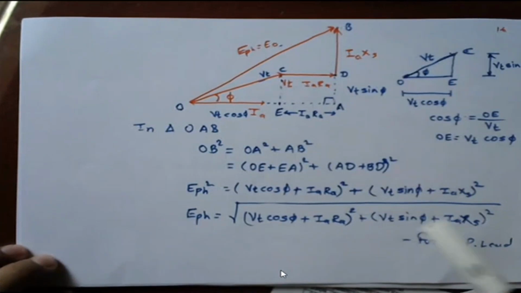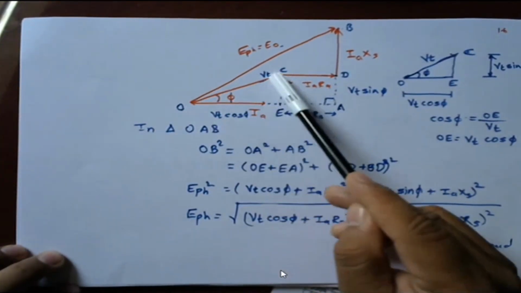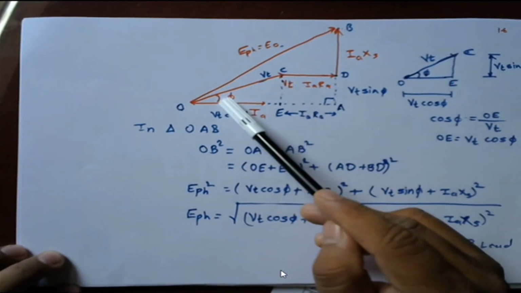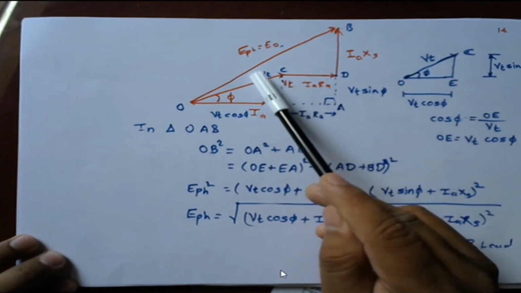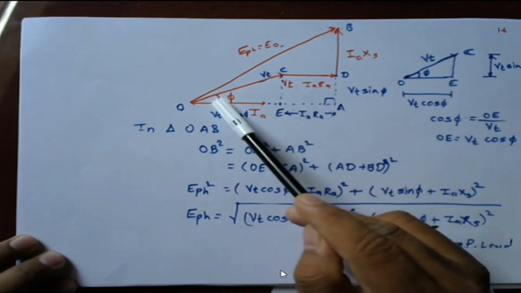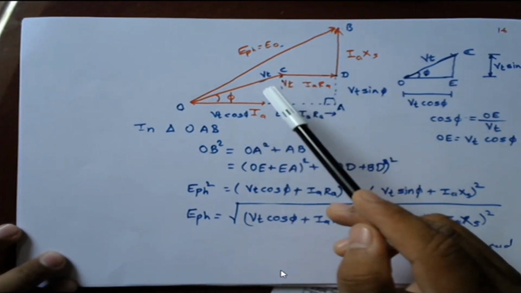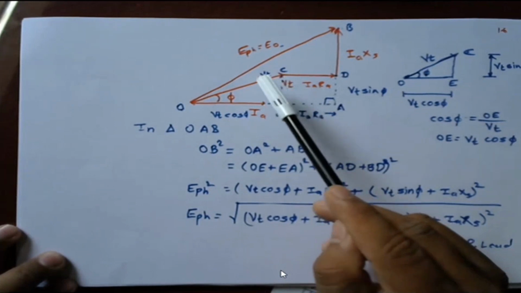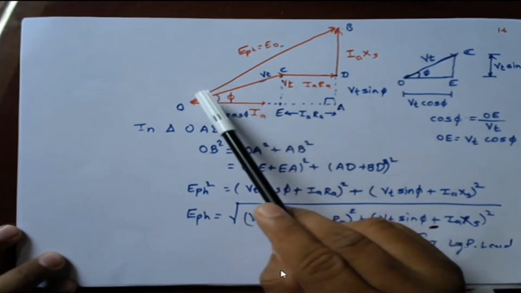In case of lagging power factor load, if I take IA as a reference, VT will lead IA by angle phi. That means if I take Vt as a reference, Ia is lagging Vt by phi. In case of lagging or leading, it is the current that is lagging or leading. As we are saying lagging power factor load, the current is lagging the voltage by angle phi. So Ia is taken as a reference.